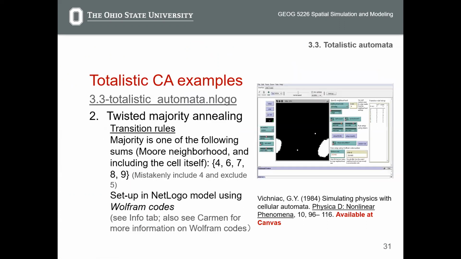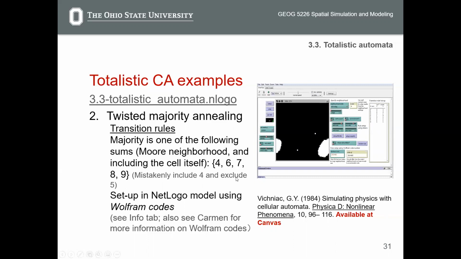Okay, and next we're going to talk about a special type of majority total CA. It's called twisted majority annealing. So the transition rules here are special. Majority is one of the following sums. Now we consider more neighborhood, including the cell itself. When the sum is 4, 6, 7, 8, 9.